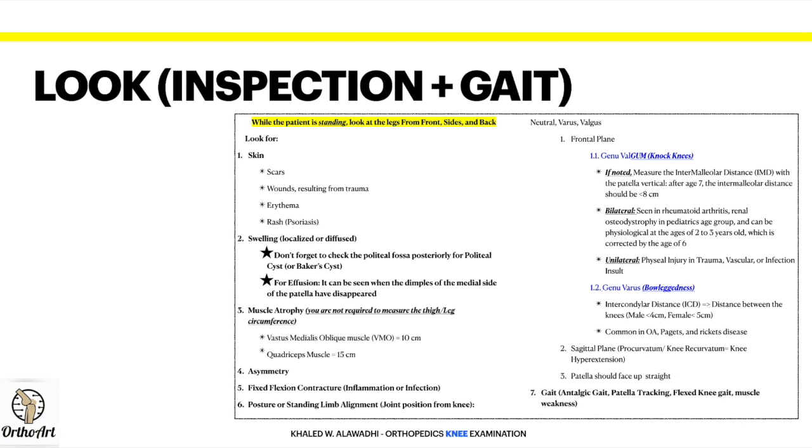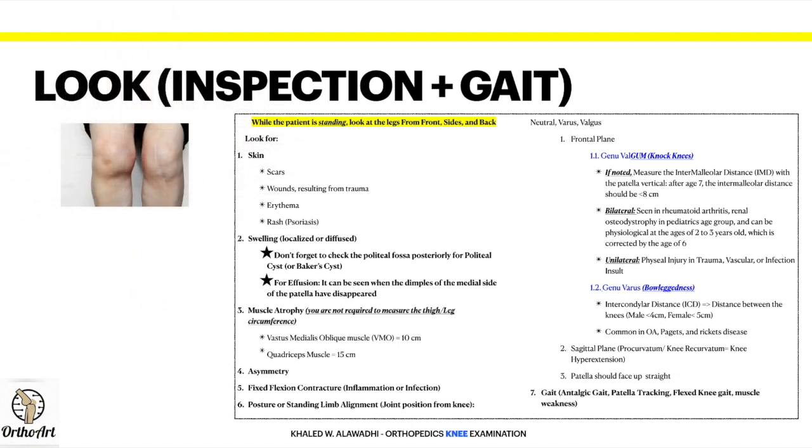Then you check for wounds resulting from trauma. Let's say you fell from your bike or during a football match, and you have a wound. You always have to treat it as quickly as possible to avoid infection. Then you check for erythema. An example is infective osteomyelitis of the knee, or infection of the knee, where the knee is swollen and you have erythema. Then you check for a rash, which is silver scaly skin you can see on the extensor surfaces.